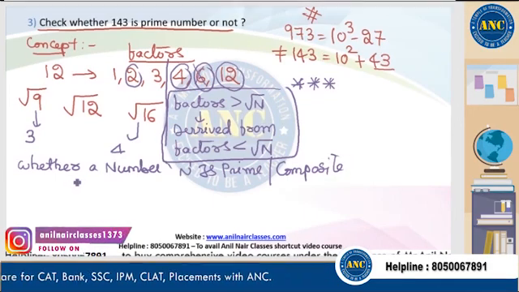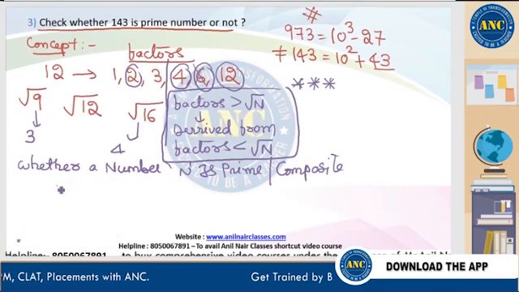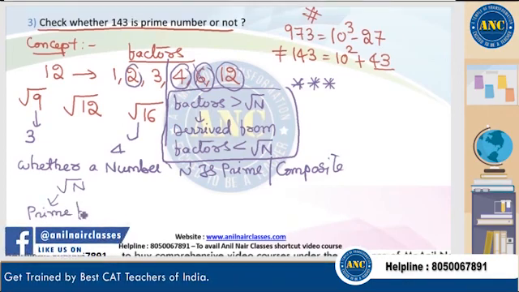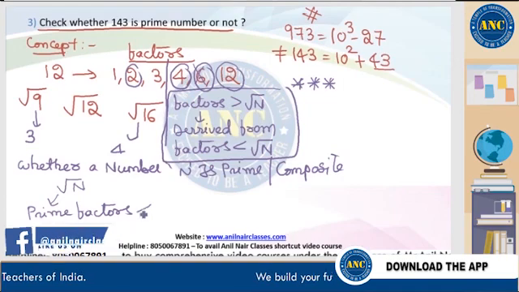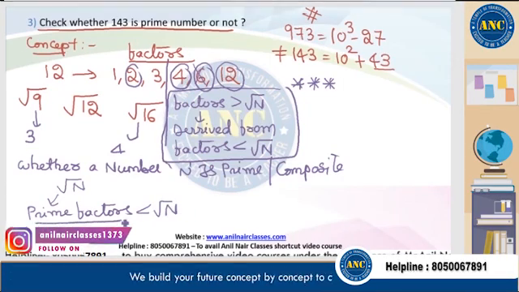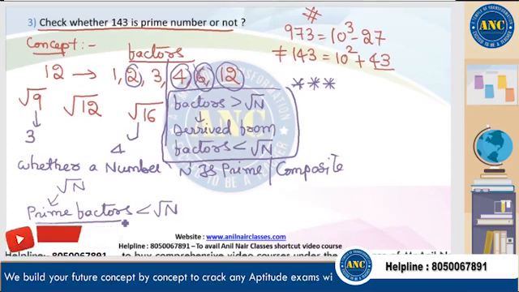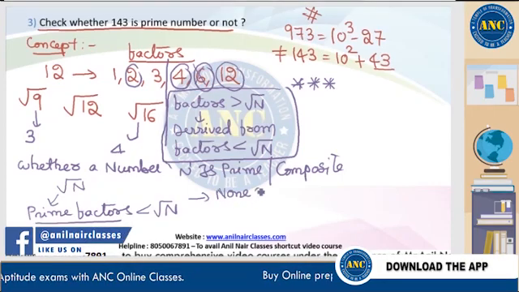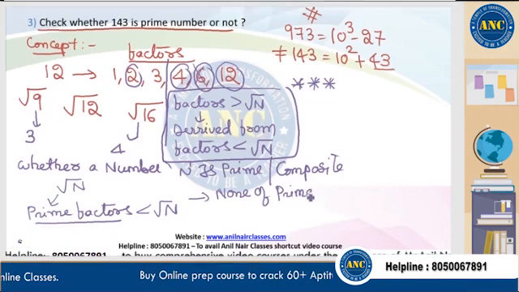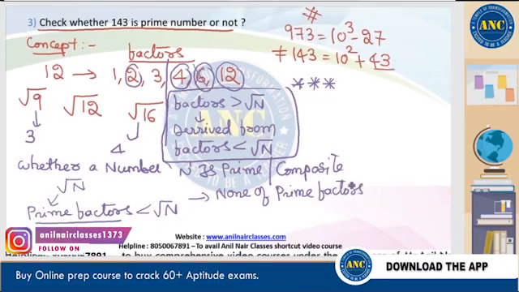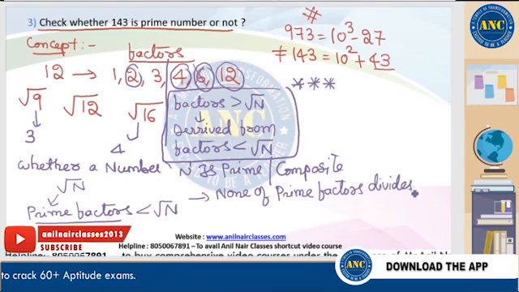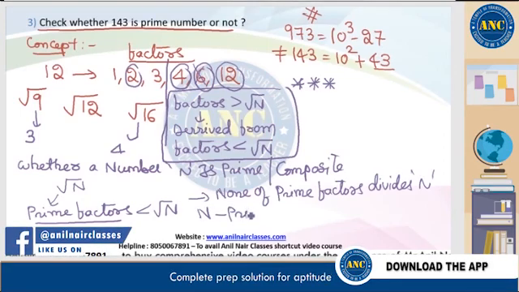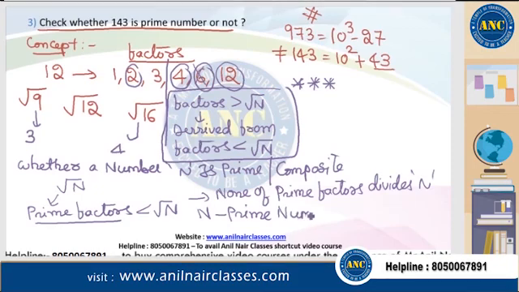So what you do is, first take the root of n. Write all the prime factors less than root n. Why only prime factors? Because a composite number is derived from prime numbers, which we discussed. If none of the prime factors divides n, then the number is a prime number. We will take the example of 143 and try to solve it.